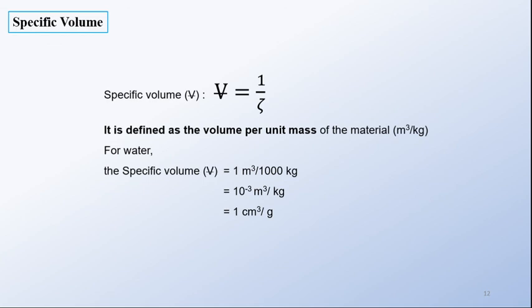For water, the specific volume can be put this way. It is 1 meter cube per 1000 kg, or it is 10 raised to minus 3 meter cube per kg. If you adjust the units, it can be seen that it is 1 centimeter cube per gram of water. So that is specific volume.